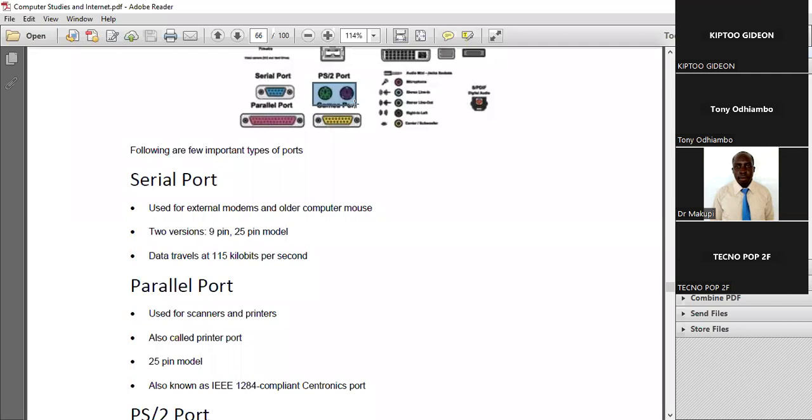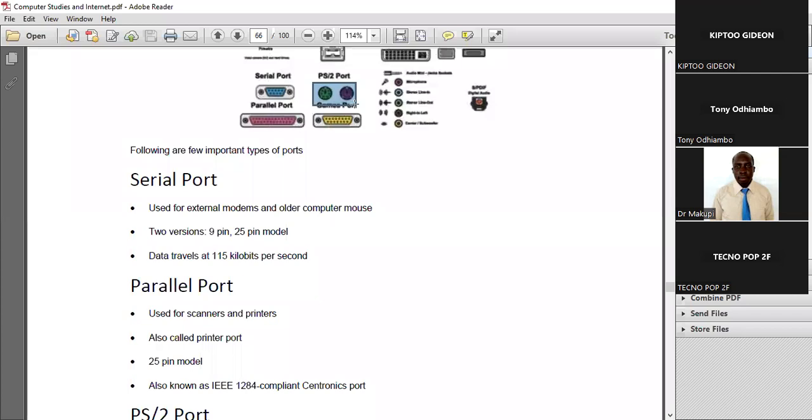So parallel port, used for scanners and printers, is also called printer port, and comes as a 25-pin model. It is also known as IEEE 1284, the 1284 compliant Centronics port. What do I mean when I say IEEE 1284 compliant Centronics? IEEE is the Institute of Electrical and Electronics Engineers. It is a body governing the standards for electronic devices.